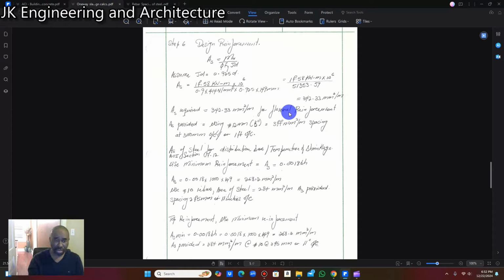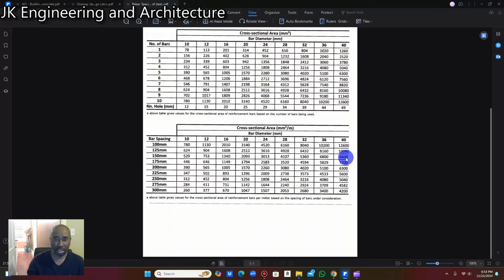Now we're going to work on As provided. We go to the rebar chart and choose the area of steel that is closest to 342.33 millimeter square per meter. So let's go to our rebar chart. We are looking for a number that is closest to 342.33 millimeter square per meter. This is the chart here.